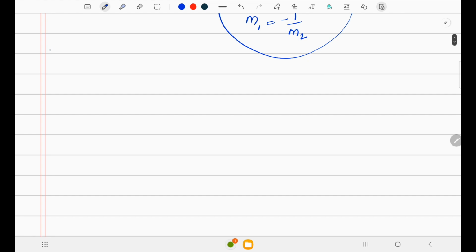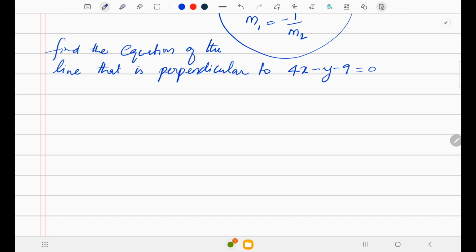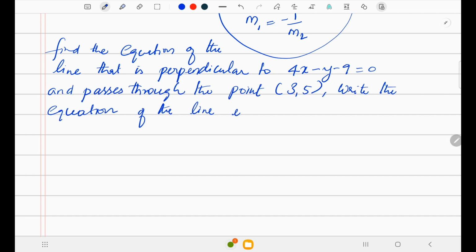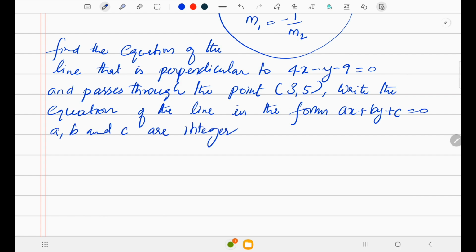So in the example, find the equation of the line that is perpendicular to 4x minus y minus 9 equals 0 and passes through the point (3, 5). Write the equation of the line in the form ax plus by plus c equals 0, where a, b, c are integers.